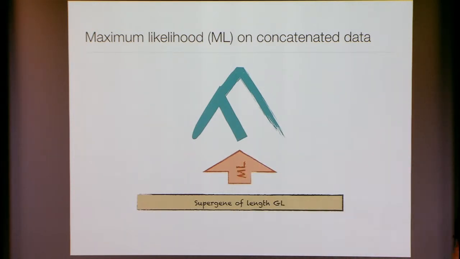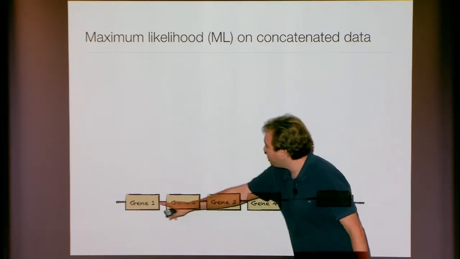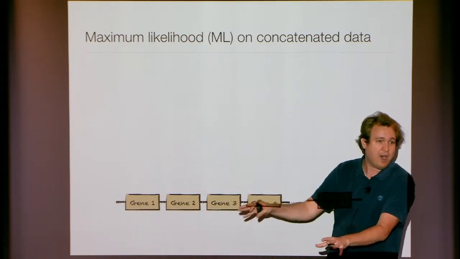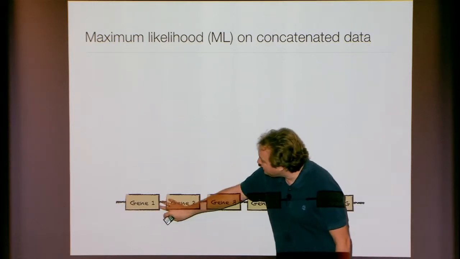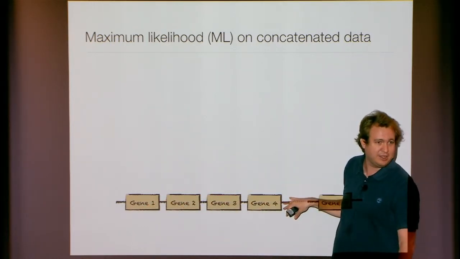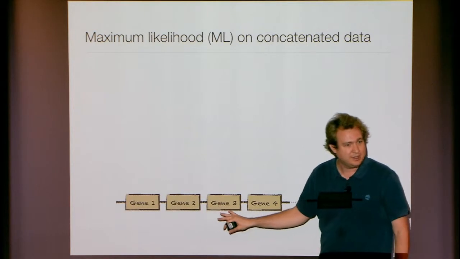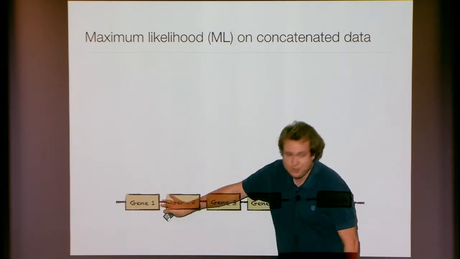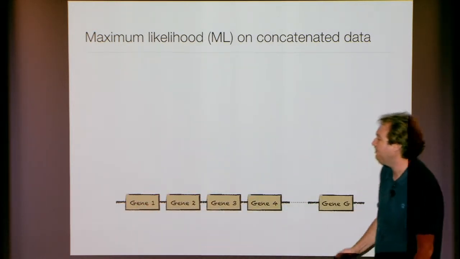What are you assuming about recombination? That's a good question. In the actual model, the way the data is generated, I'm assuming that these are completely independent, so these are completely unlinked. I completely ignore the recombination inside of each gene, and I just assume that they completely recombine between them.